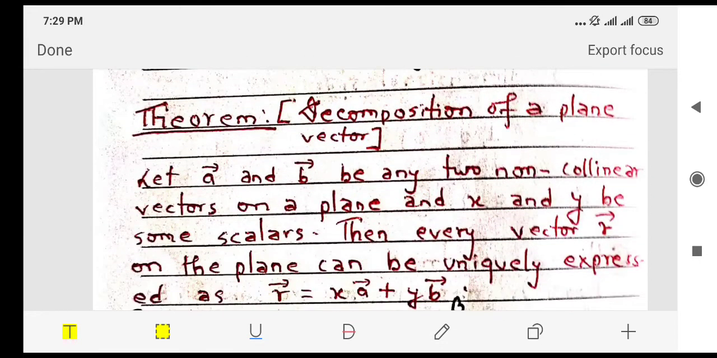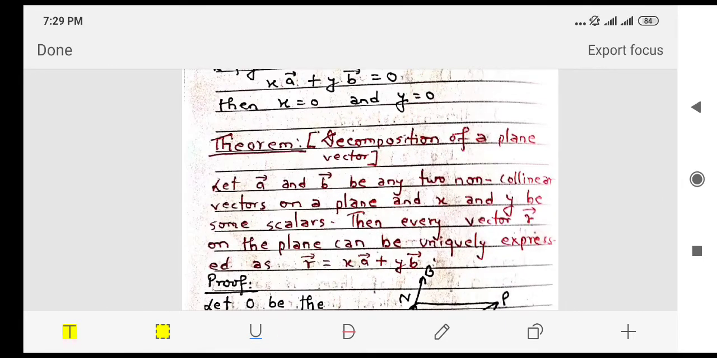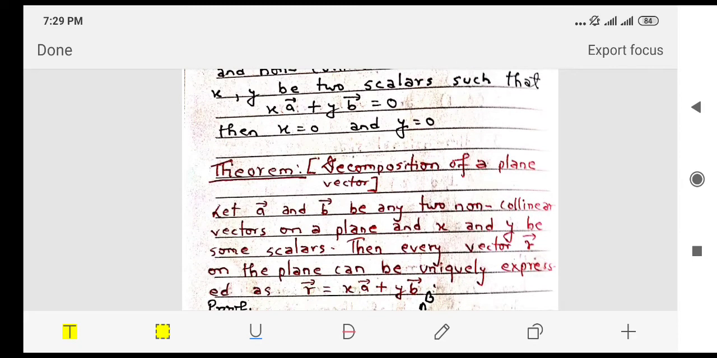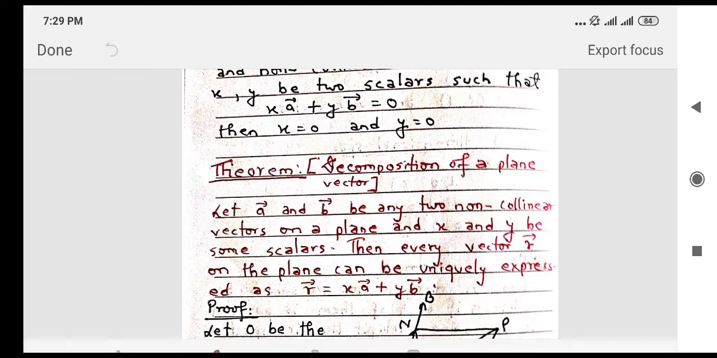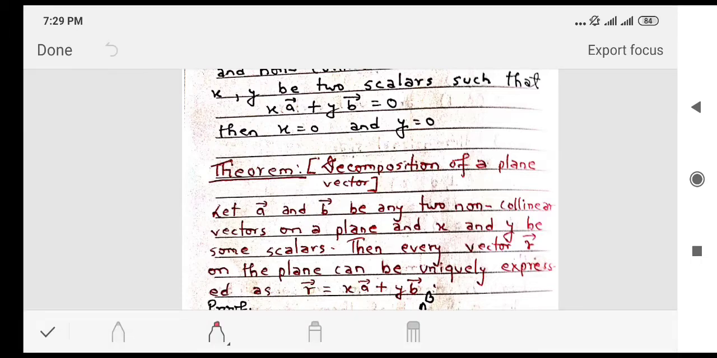Now here is one important theorem for us. Let us see what the theorem says. Its proof is not so necessary for us, the statement is enough. Let us see the statement of this theorem, which is also called decomposition of a plane vector. Let vector A and vector B be any two non-collinear vectors on a plane, and x and y be some scalars.